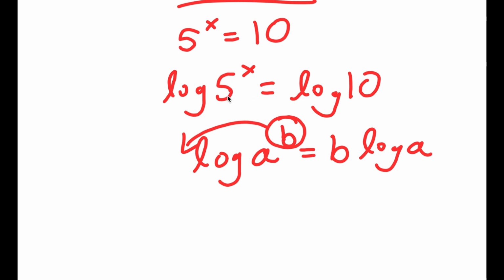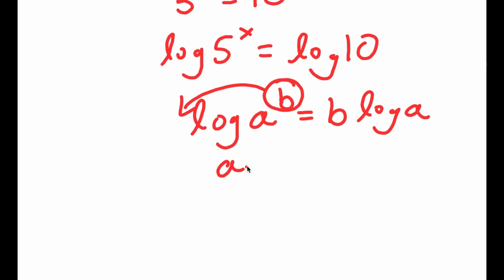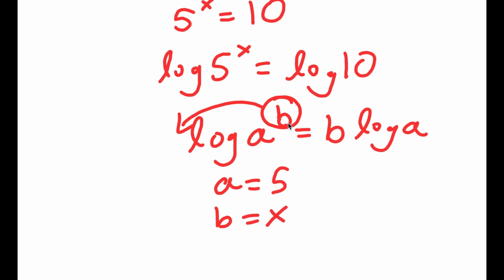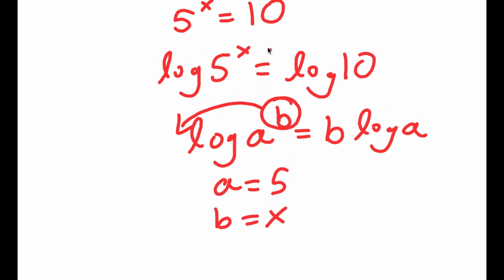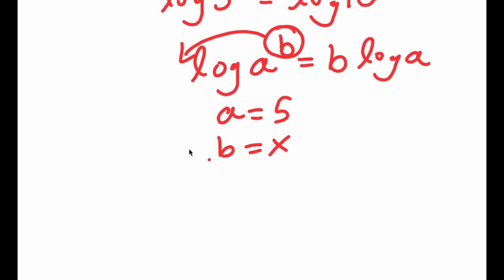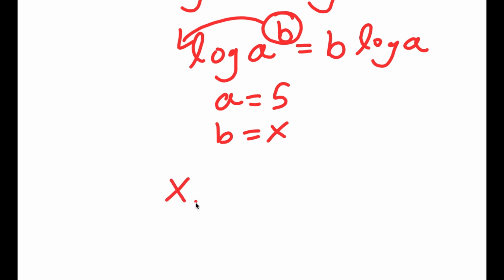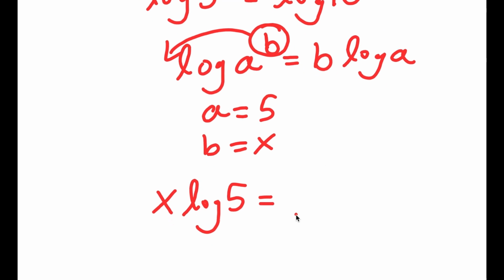So in this case, I have log 5 to the power of x, and we can think of a as 5 and b as x. So I can move b, or x in this case, to the front of the logarithm. And this is going to equal x times log 5 is equal to log 10.